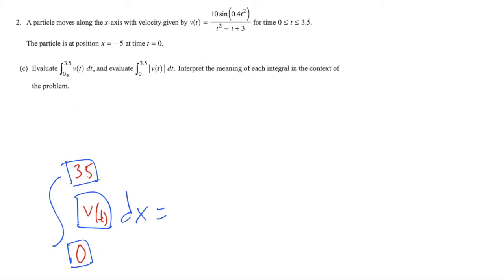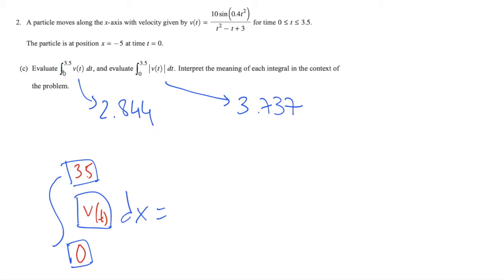If you do it with the calculator, for the integral from 0 to 3.5 of the velocity, what you will get is 2.844. We'll interpret the meaning later. And for the second one, what you will get is 3.737. And now it comes to the difficult part of the problem. We need to explain the meaning of each integral in the context of the problem.